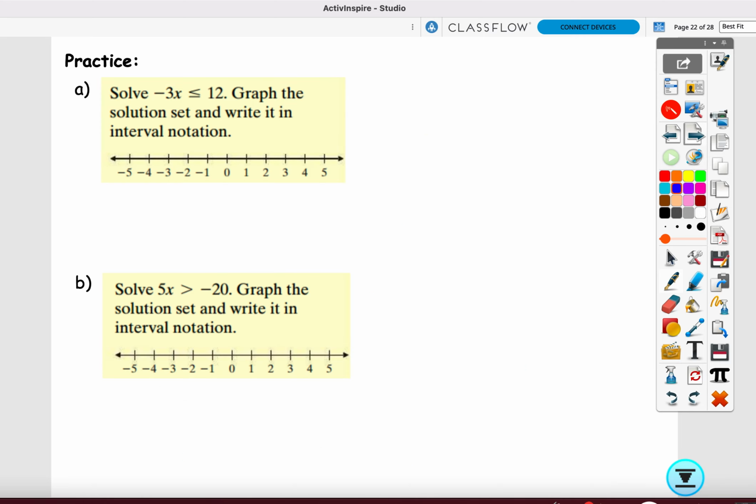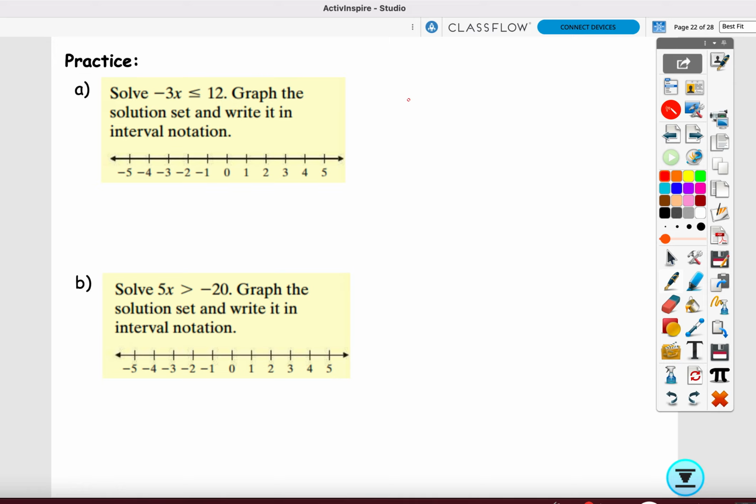We have some practice problems here, guys. So pause it here to work through it, and then press play once you're ready to see me work them out. So negative 3x is less than or equal to 12. And I'm sorry if I sound like I'm rushing, guys. My laptop is about to die, and my tablet is too, so I'm trying to be quick.